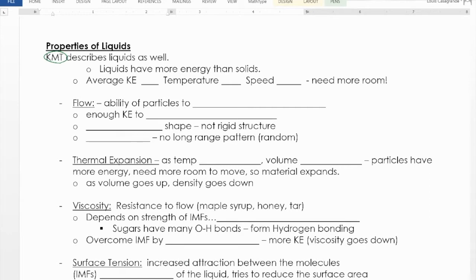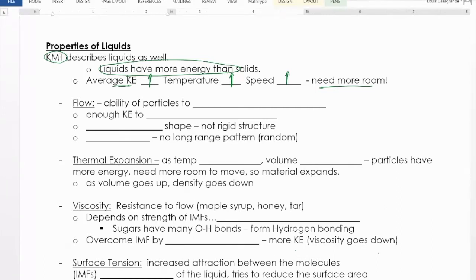All right. So one of the important things, remember, kinetic molecular theory tells us that the average kinetic energy of a sample goes up. As that goes up, the temperature goes up. The speed of the particles goes up. And basically, liquids have more energy than solids. So we'll get back to solids in the next lesson. But if you think about a solid, the particles are all tightly compressed together. And as they speed up, they need more room to move. And we will talk more about this when we talk about phase changes in a couple of lessons from now.